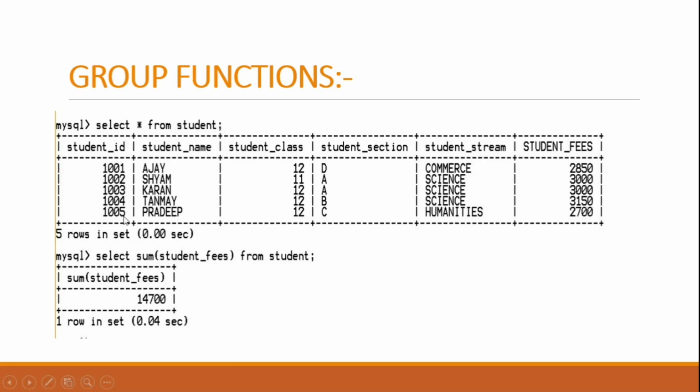Group functions, as I said, once applied over table data, no matter how many values are given as input, we will have a single output. This sum function is an example of a group function. It is applied over the column student fees, which is the last column of the table, and what we get as the answer is the sum of the values, which is 14,700. So this is the example of a group function.